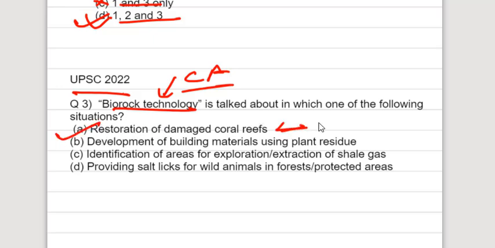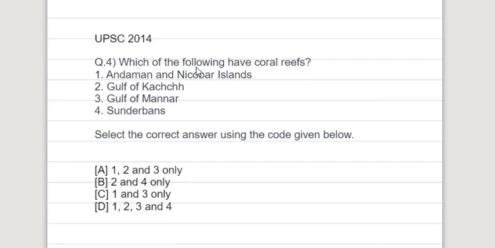This statement is correct. One more question. Which of the following have the coral reefs? Andaman and Nicobar, correct one. Gulf of Kutch, just we have studied the biorock technology in the Gulf of Kutch. Gulf of Mannar, this is also correct. Sundarban is wrong. Okay. So what will be the answer? This is 1, 2 and 3.